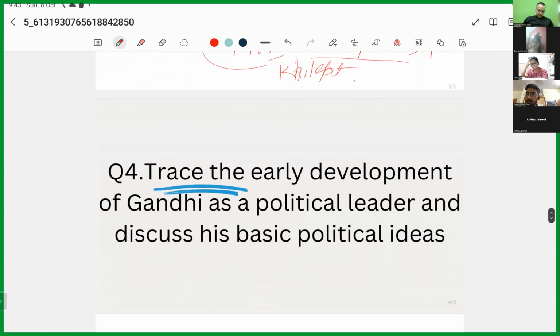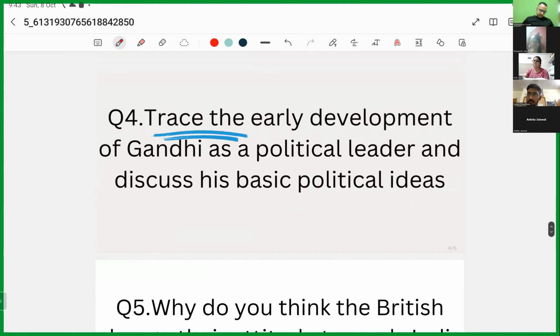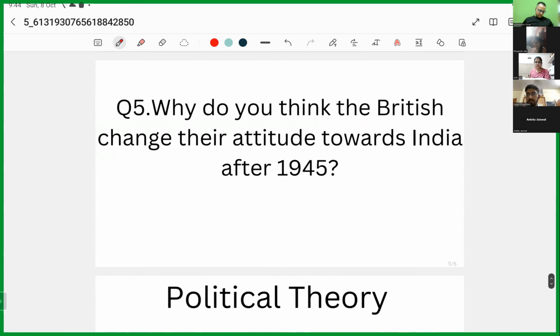Okay. Trace the early development of Gandhiji as political leader, discuss basic political ideas. Simple question, I guess I need not discuss. Do I need to? It was simple, what is there to discuss in this.